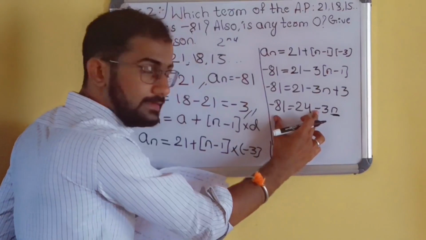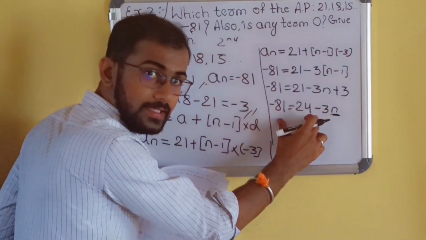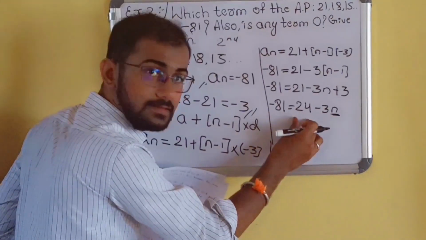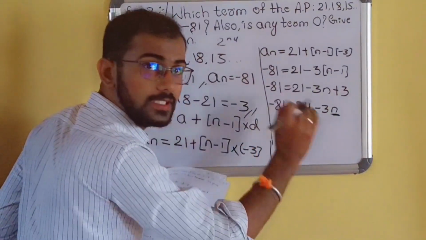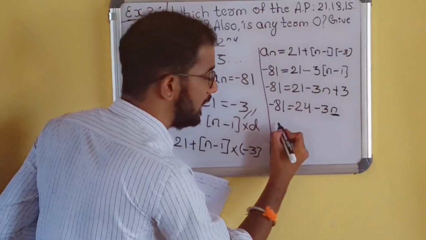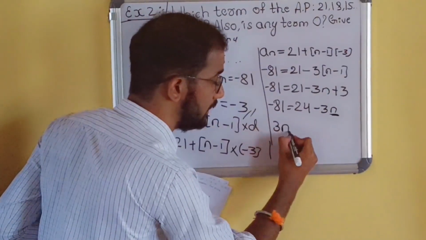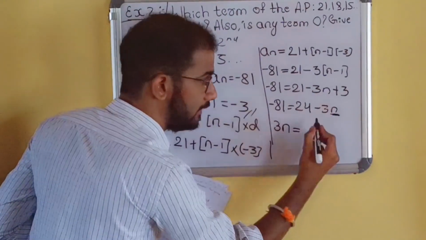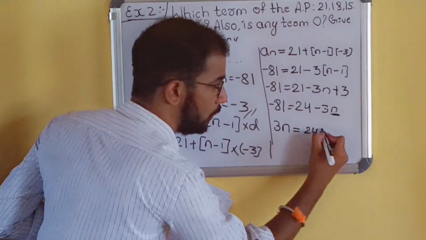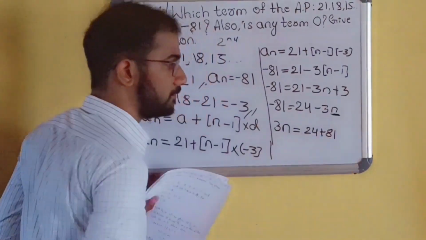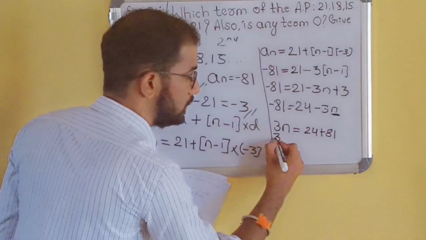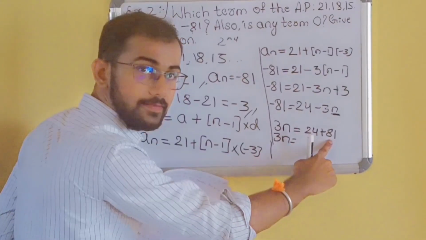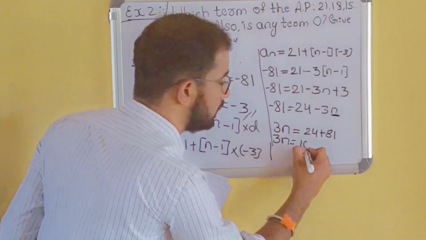In this equation, the terms which have a minus sign, take them to one side and the positive ones to the other side. If you take the minus here, it becomes plus 3n. If you shift this minus 81 to the other side, what do we get? 24 plus 81 for this value. Now what is 24 plus 81? That is 105.